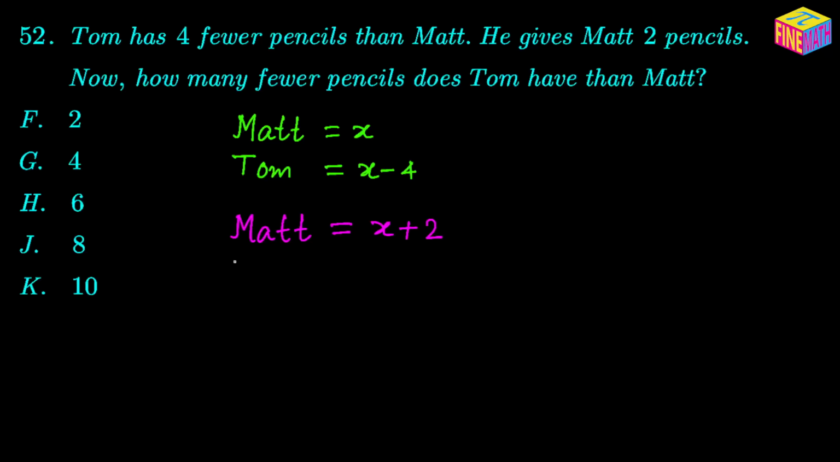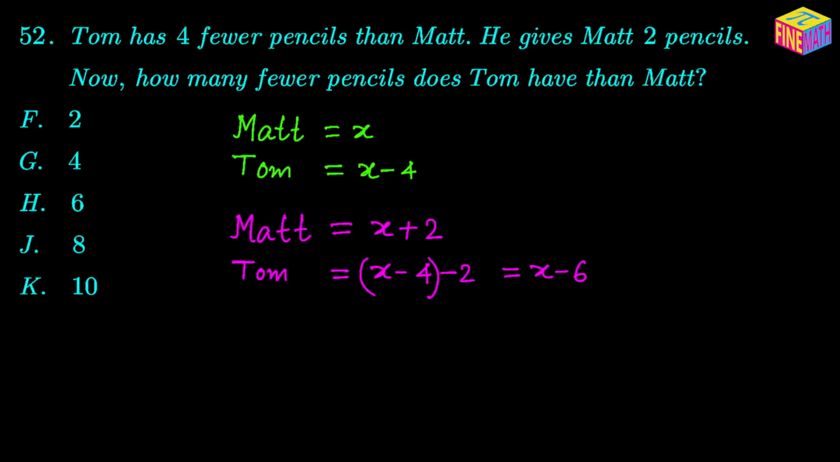And what about Tom? Well, he started with X minus 4. And again he gave 2 more pencils to Matt, so that means he will have even 2 less. So he started with X minus 4 and he gave 2 more to Matt, so he will have now X minus 4 minus 2, which is actually X minus 6.